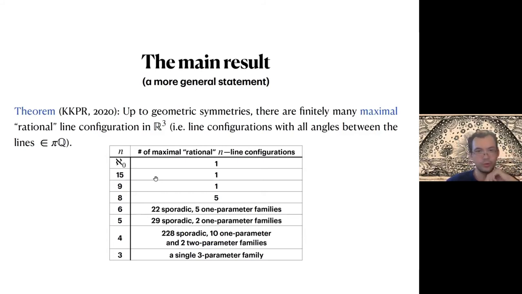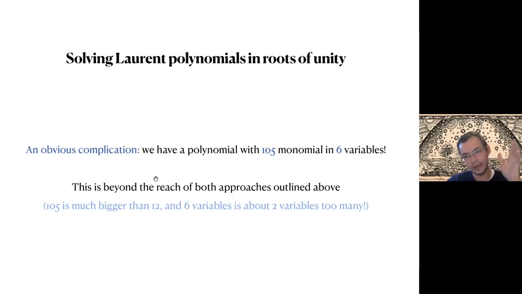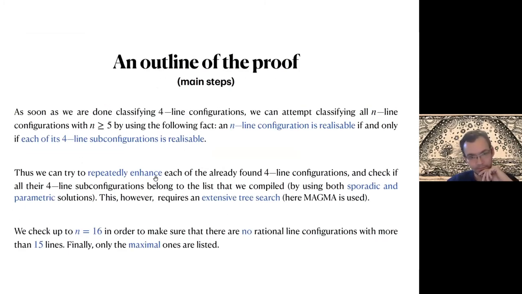And so we obtain already quite a bit of five-line configurations. And we need to actually store not just the maximal ones, but all of them, because the maximal ones are not enhanceable anymore. But then you can enhance some four and five line configurations to maximal six line configurations. So we have to deal with quite a bit of possible branches of this tree. But still, in about 14 hours, magma can make it. And so the final step is to check that for n equals 16, there are no rational line configurations. So we stop at 15 lines with the icosidodecahedron.